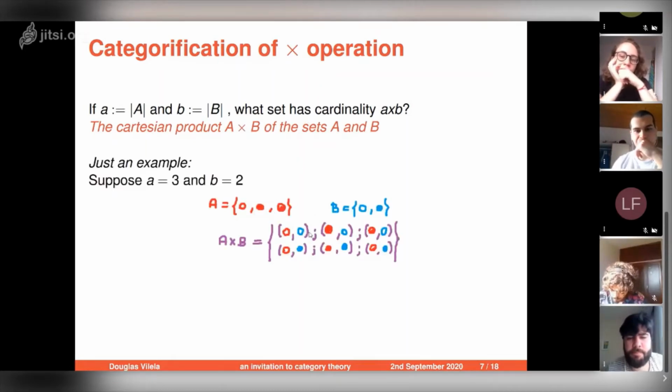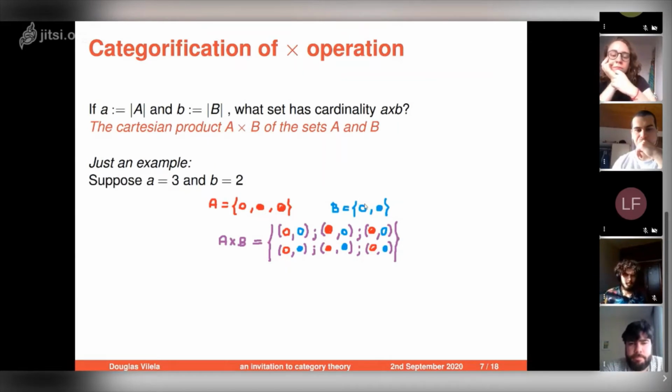The purpose was to simplify this. You have to illustrate, but the illustration was not good. But the idea is that for every element, we're going to encapsulate the possible other elements, and making that gives us a set with cardinality a times b.